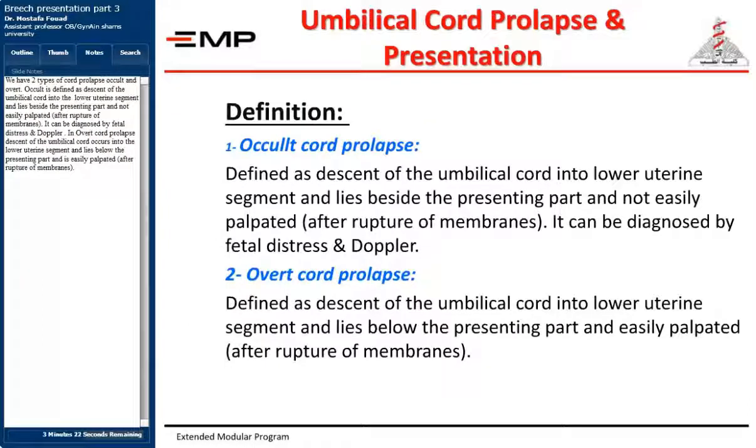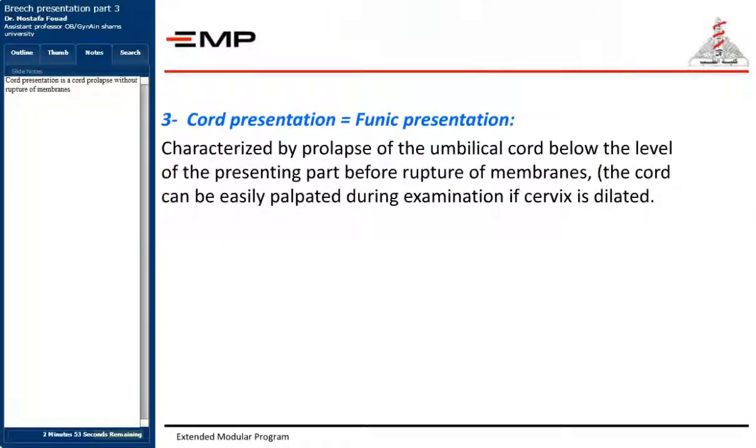We have 2 types of cord prolapse: occult and overt. Occult is defined as descent of the umbilical cord into the lower uterine segment, lying beside the presenting part and not easily palpated, after rupture of membranes. It can be diagnosed by fetal distress and Doppler. In overt cord prolapse, the umbilical cord descends into the lower uterine segment and lies below the presenting part and is easily palpated, after rupture of membranes. Cord presentation is a cord prolapse without rupture of membranes.